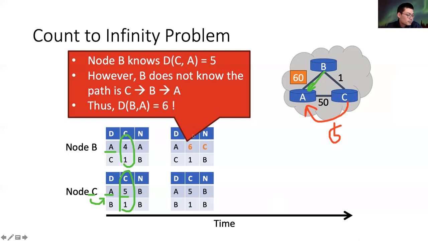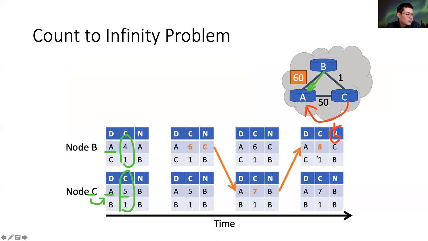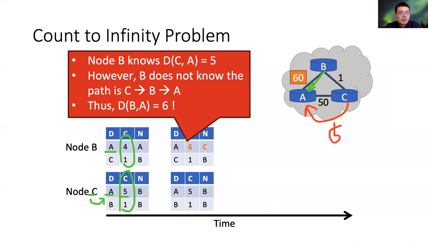Now this vector will be propagated to here. We know that going from C to A is 5, because of this entry. And if you go from B to A, we can go through this: we first go from B to C and then C to A. B to C is 1 and C to A is 5. So we think this is 6.